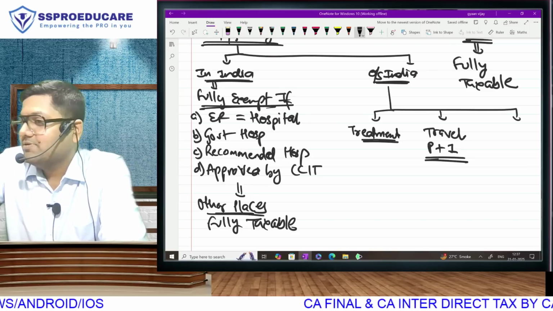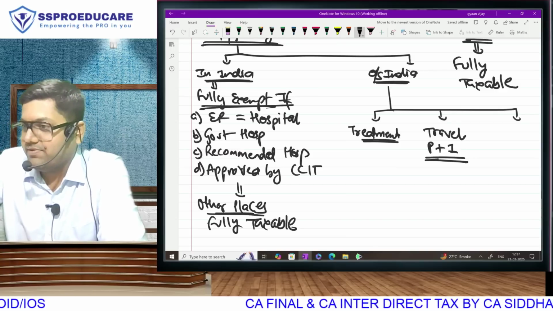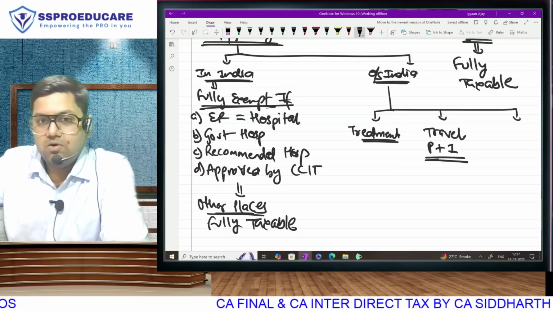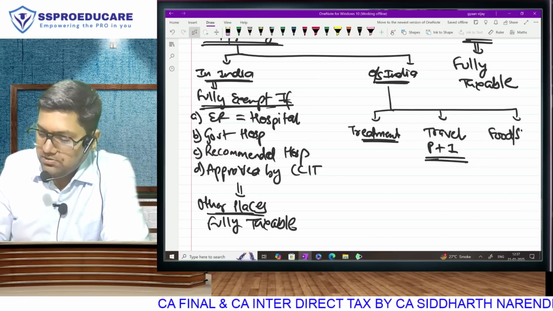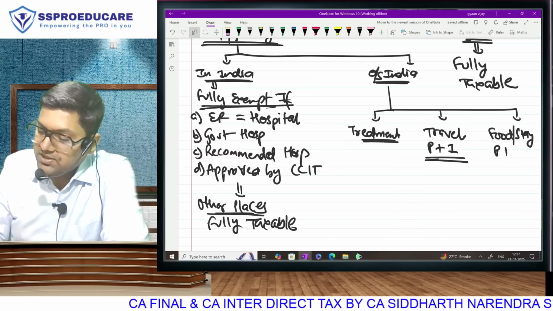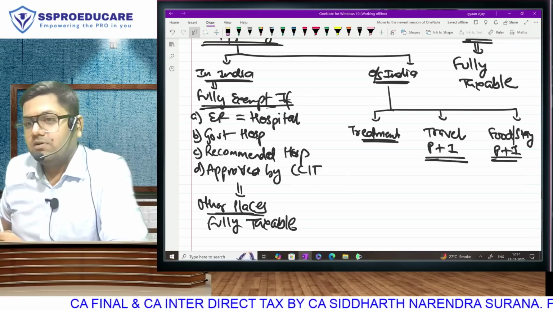Just imagine. For a disease where we have to send you abroad, we need someone to travel with you. And along with that, we will also need the cost of food and stay. That also is patient plus one. It is not that the attendant does not want food, correct?